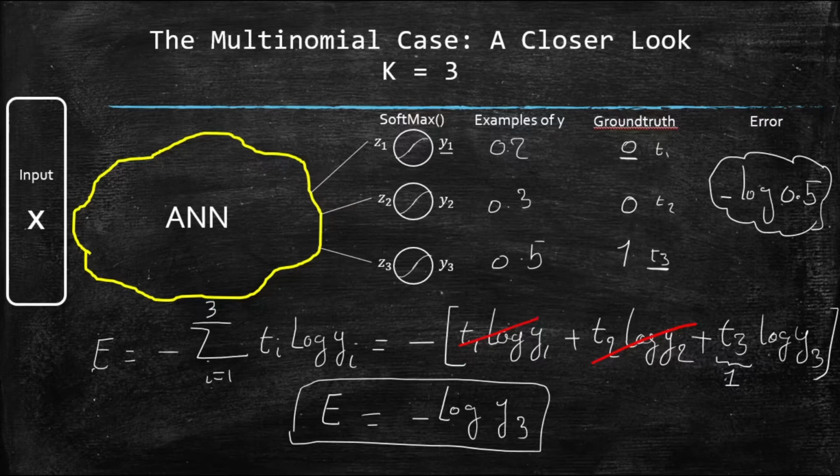What does it really mean? It's a measure of the distance between your predictions and the ground truth. So cross-entropy is nothing but a distance measure.